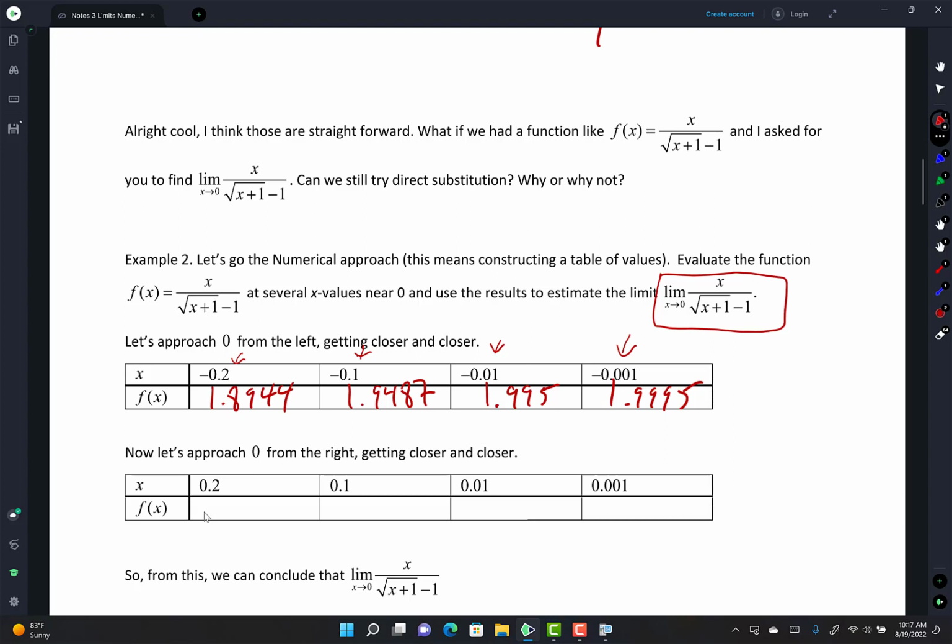Abdul Kareem just asked, if this were a function, because it is, f of x equals x over square root of x plus 1 minus 1, and they were to ask f of 0, would it be undefined? Yeah, it would, because you're not defined at 0.